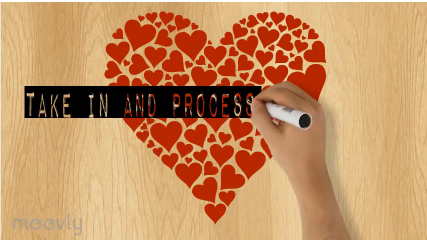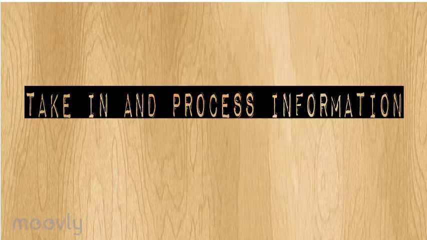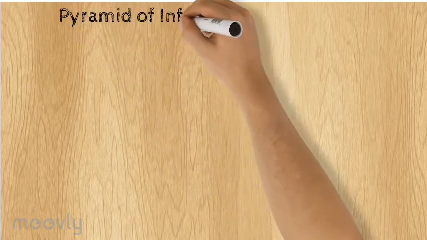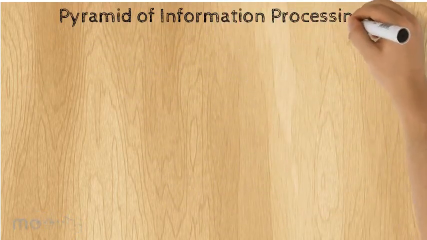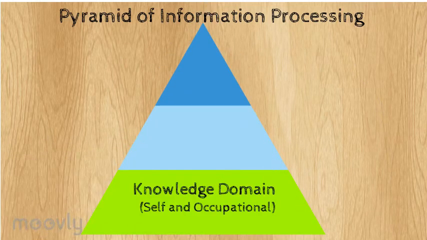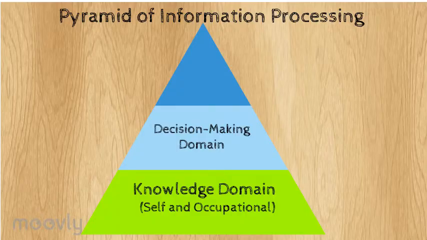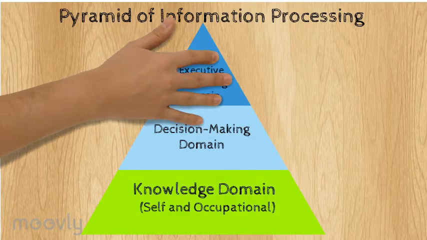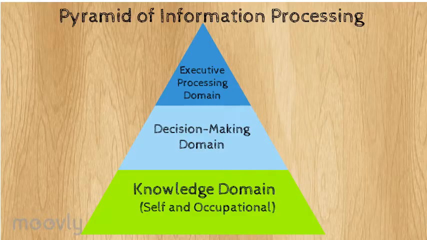CIP believes the heart of career decisions lies in the way we take in and process information. This part of the theory is laid out in a hierarchical structure called the Pyramid of Information Processing. The three levels are the knowledge domain, or self and occupational; the decision-making domain, which is acquisition of generic information processing and also used to make the decision; and the executive processing domain, also known as metacognitions.